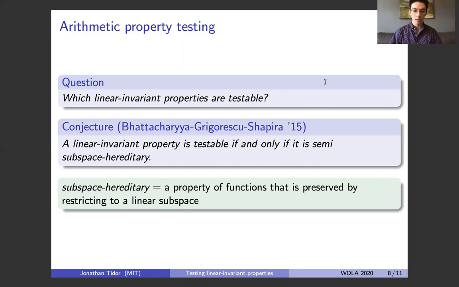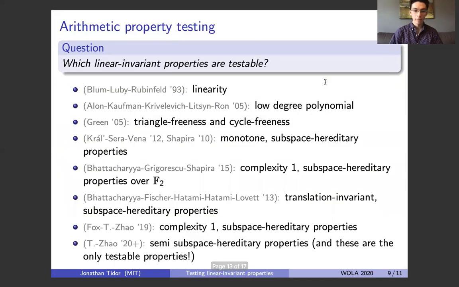Now let's explore some of the history of proving properties are testable. There's quite a lot of history on the slide, so I won't be able to cover all of it. But we already saw the BLR test for linearity. That was followed by the AKKLR test for being a low degree polynomial. Now there are quite a few general classes of testing algorithms following this, where different groups of people show that certain subclasses of the subspace hereditary properties are testable.